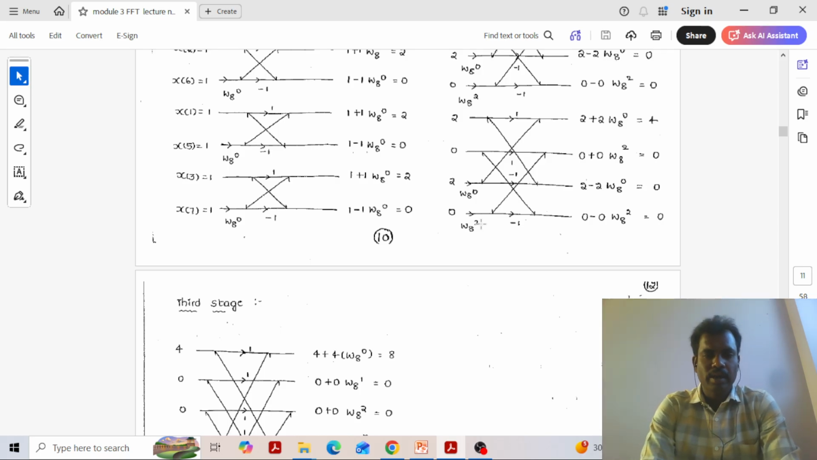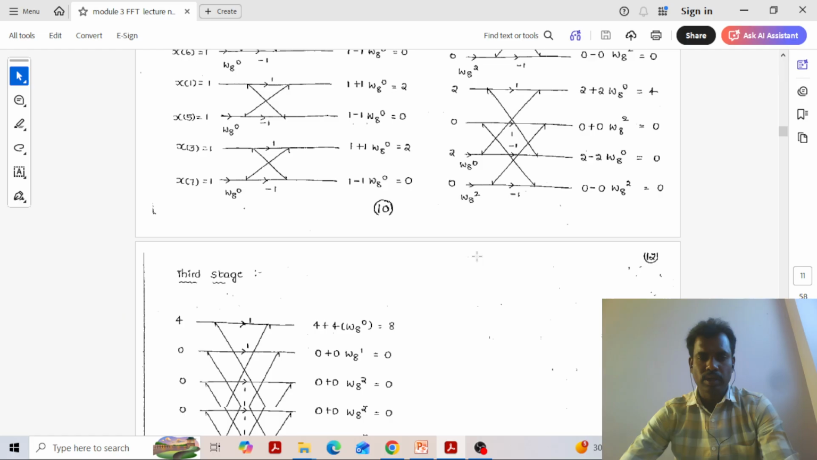W8 power k in the last stage, the nth stage, W_n power 2k in the n by 2 stage, W_n power 4k in the n by 4 stage. So we'll choose the k value based on the number of twiddle factors, starting from 0 to n by 4 minus 1 or n by 2 minus 1.